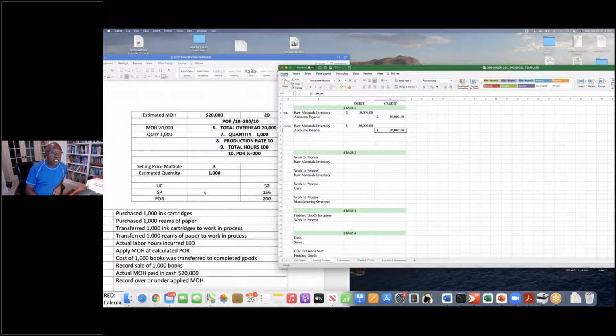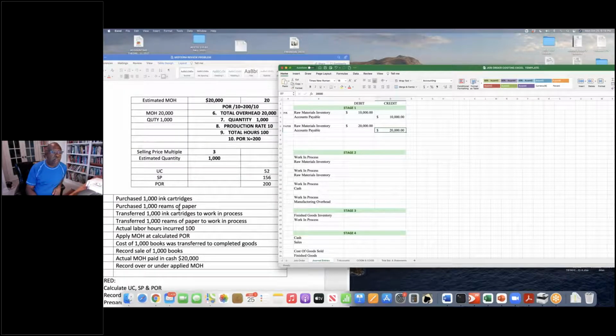Then when we get to the next journal entry, it says we transfer all the ink cartridges to work in process. So we simply debit for 10,000 and credit the raw materials. So you buy it and then you move it on the production floor. We're going to debit work in process for 20,000 and credit the raw materials inventory for 20,000. So we're transferring all of it in.